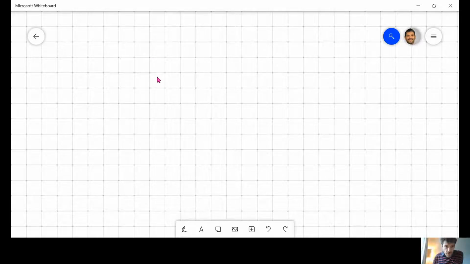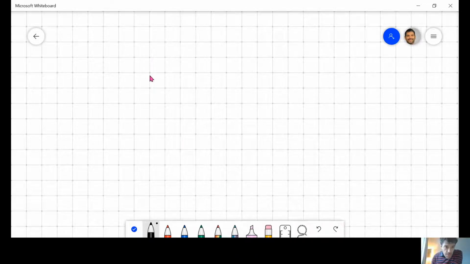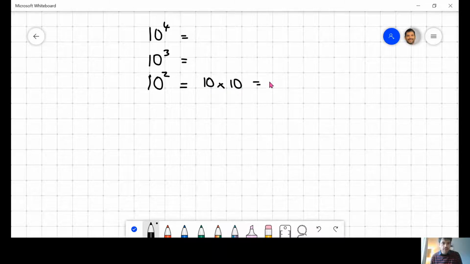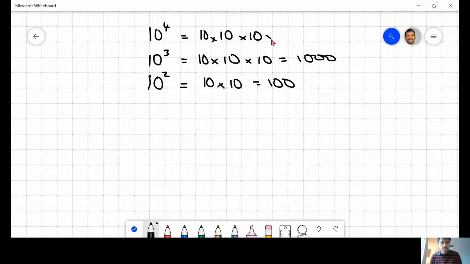So, first off, because we need to know all about these, you'll be fairly familiar, I'm sure, with 10 squared, 10 cubed, 10 to the power of 4, etc. So, 10 squared obviously means 10 times 10, okay, which is 100. 10 cubed means 10 times 10 times 10, which is 1,000. And this means 10 times 10 times 10 times 10, which equals 10,000.